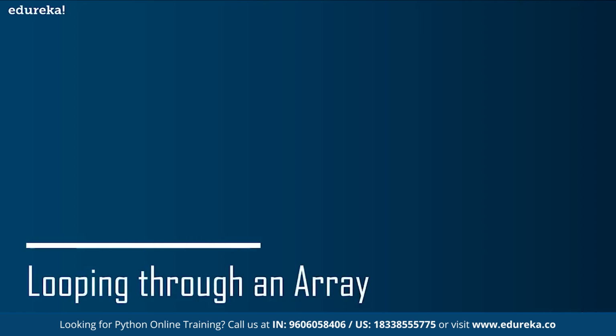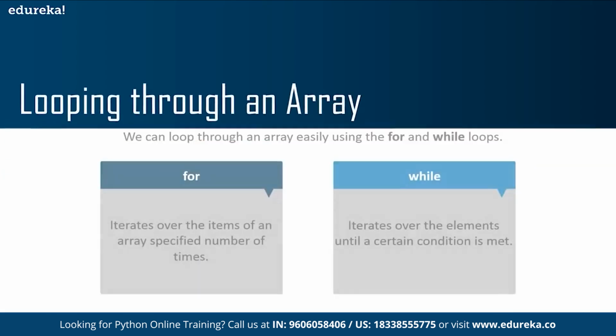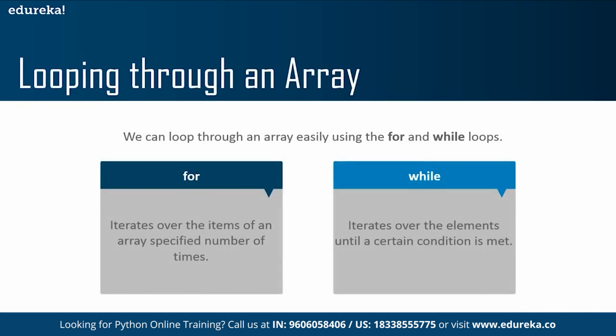Now let's get back to our presentation and perform the last operation of this session, which is looping through an array. You all might be familiar with these two loops, which are the for and the while loops. The for loop iterates over the items of an array a specified number of times, whereas the while loop iterates until some condition is met or some condition is true.